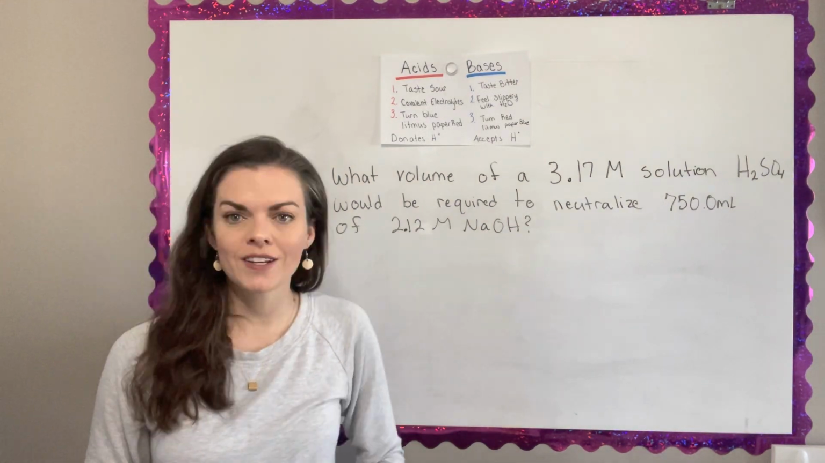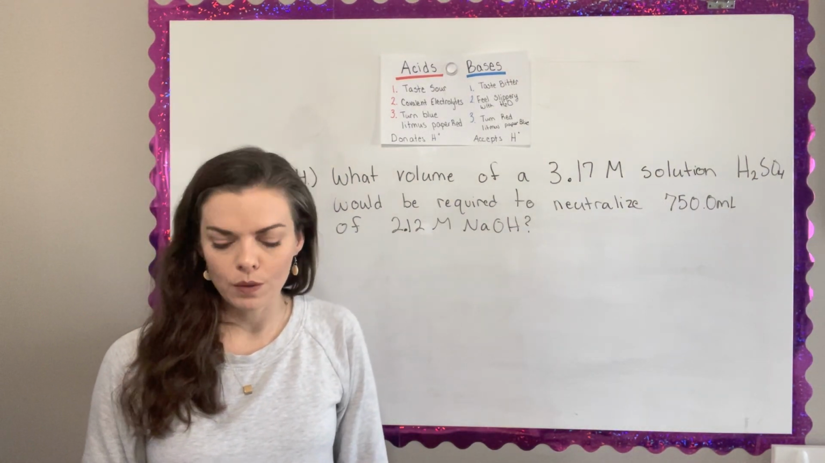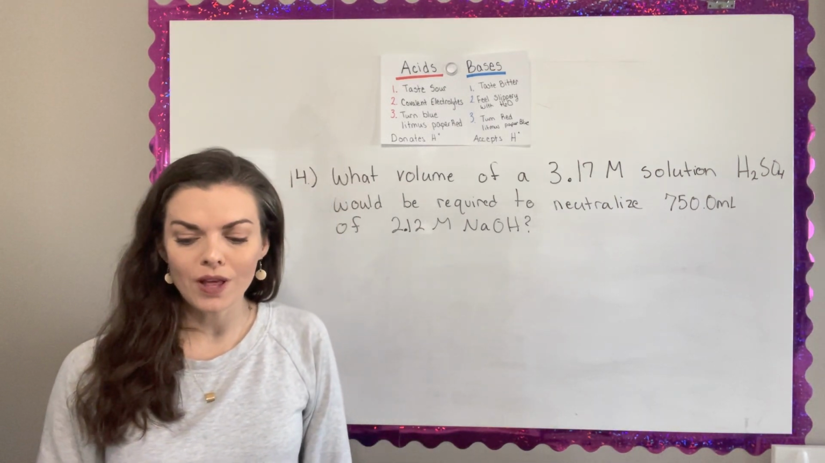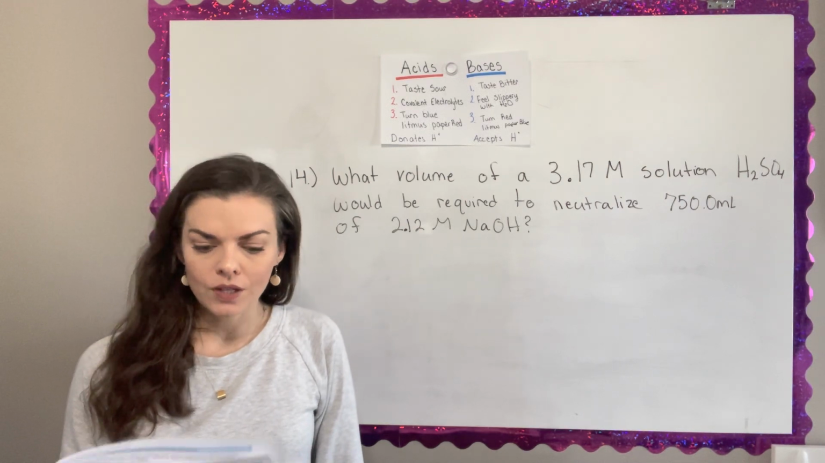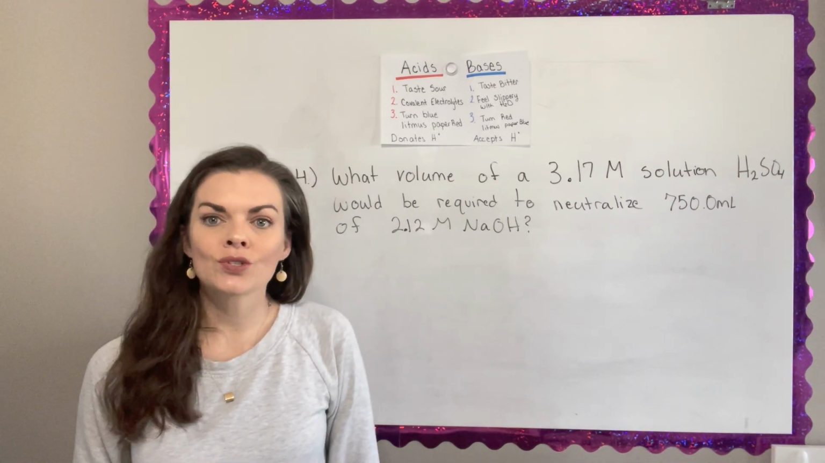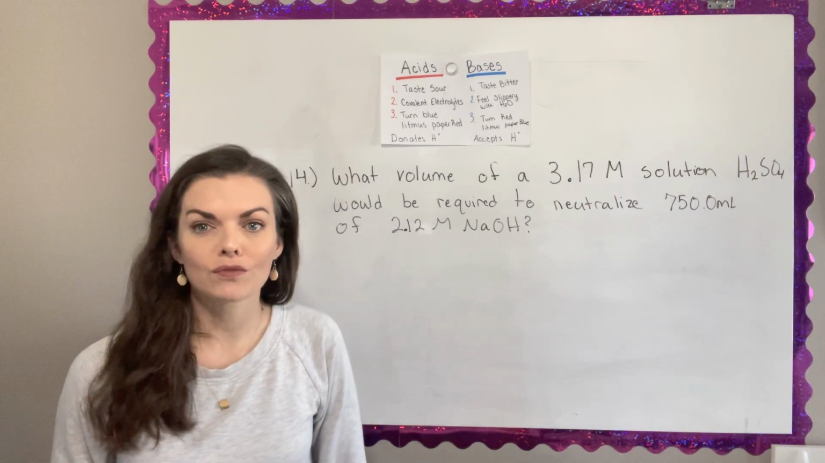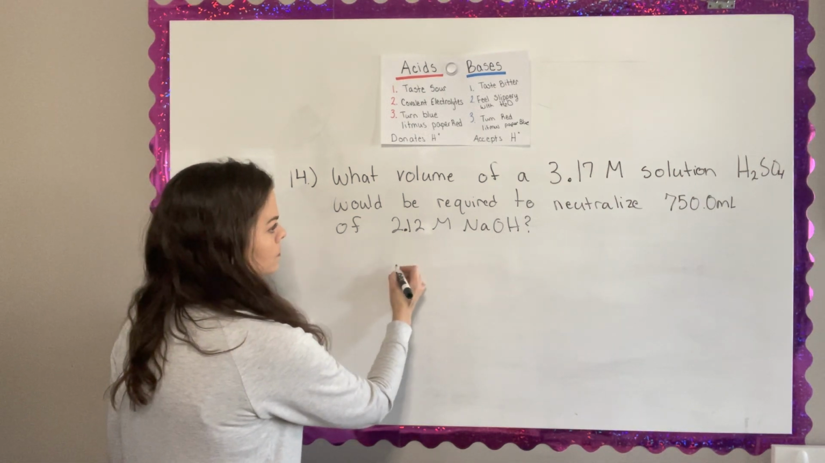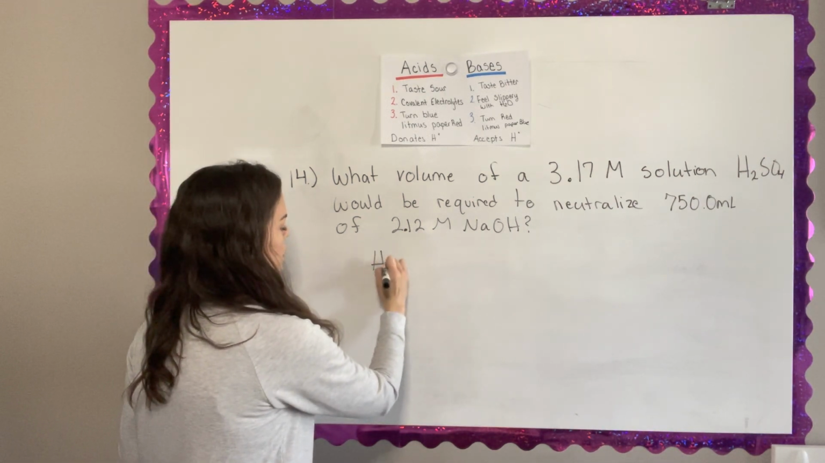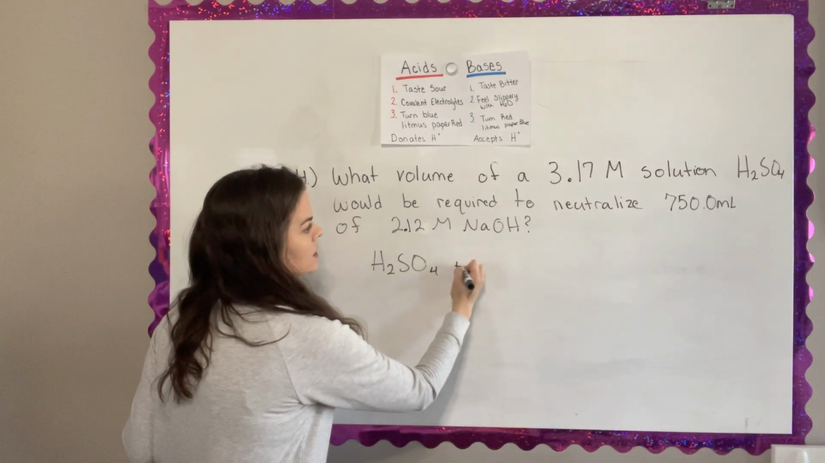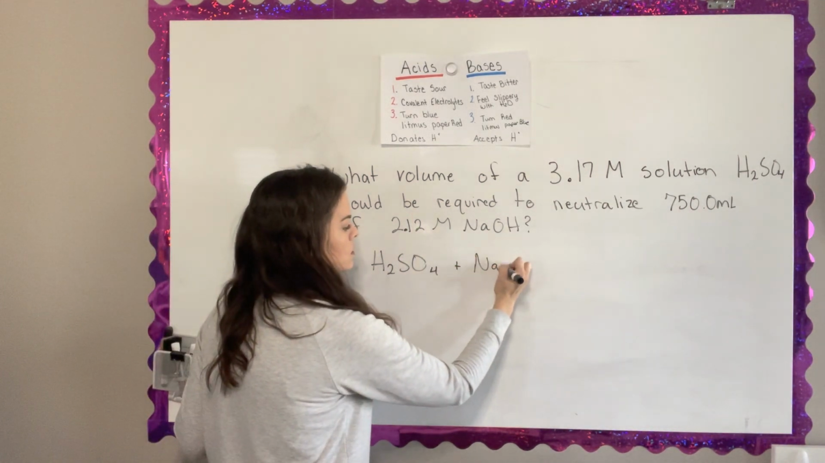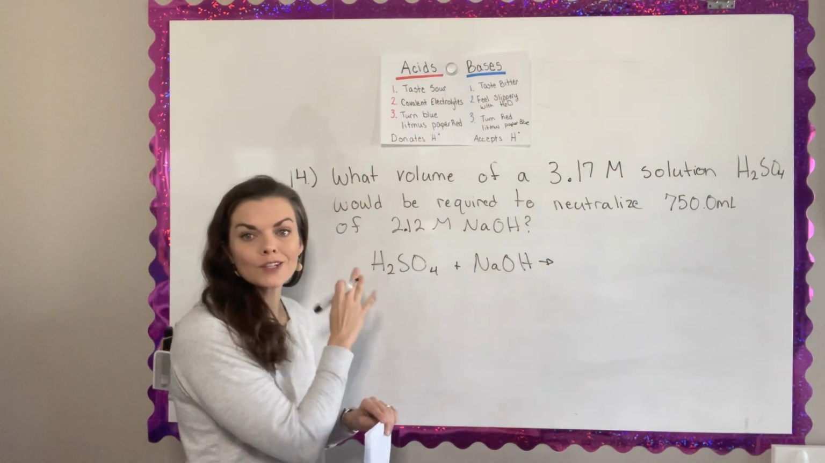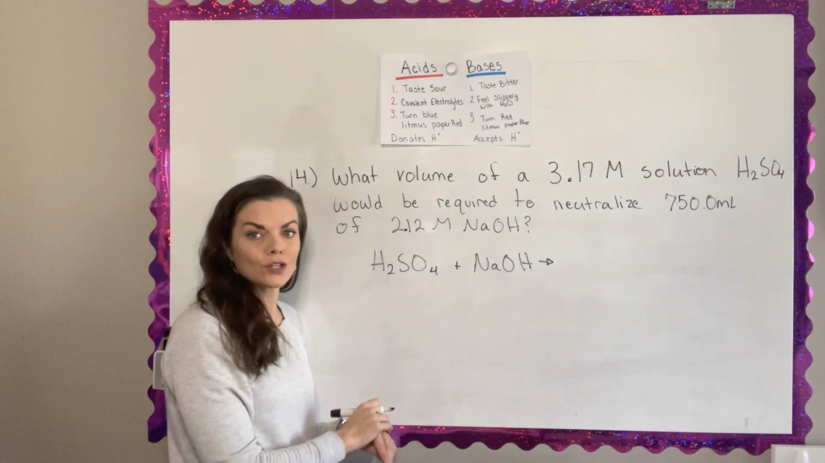Question number 14 is asking me what volume of a 3.17 molar solution of sulfuric acid would be required to neutralize 750 milliliters of a solution of NaOH. Before I can even do this, I first have to write the balanced chemical equation. So let's go ahead and start with that. We're taking H2SO4 and adding it to NaOH. Hopefully you know that these hydrogens in the beginning tell you it's an acid, and that this OH tells you that this is the base.